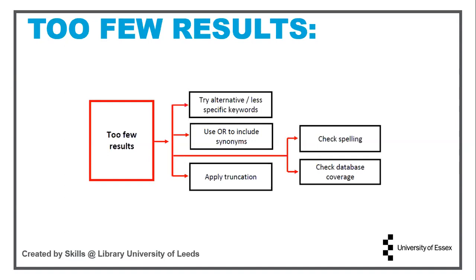The diagram here goes through some tips of what to do if you find your search is bringing too few results. Firstly, a simple one, check your spelling, as most databases won't autocorrect or assume like Google does. Also check the database coverage. Does it cover the subject area you're researching or the years that research in that area may have been published? You could also try alternative or less specific keywords, so think of more synonyms and add them to your search using or maybe broaden the search a bit from those initial keywords you identified, or apply truncation to words if it is relevant.